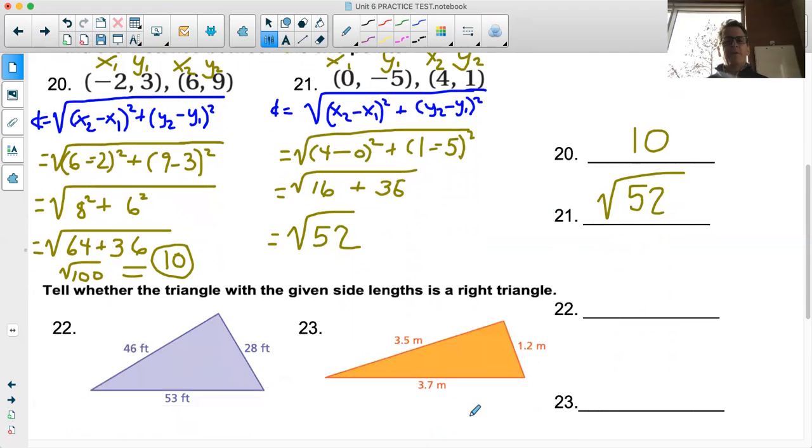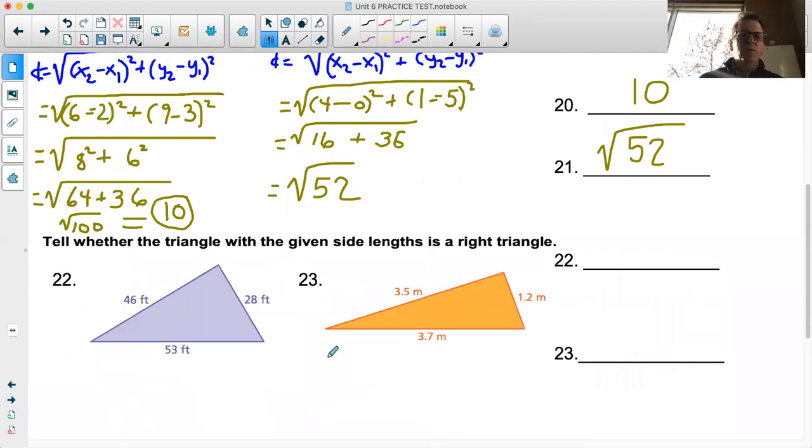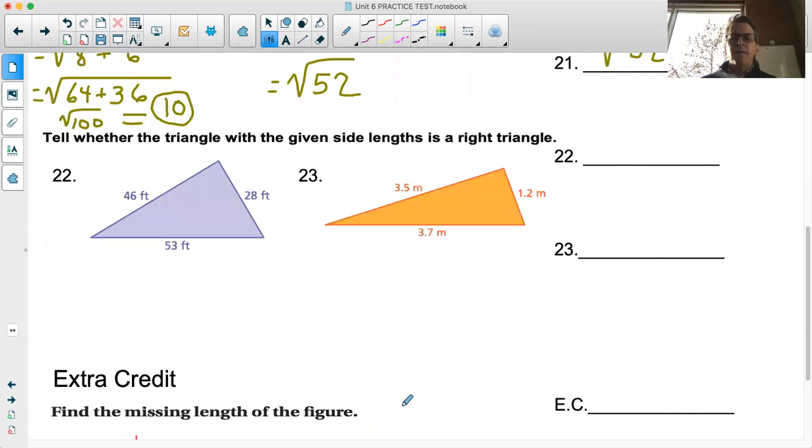Number 22 and 23 today are verifying whether or not the given sides make a right triangle. So this is kind of the backwards of the Pythagorean theorem. We're trying to determine whether our Pythagorean theorem works here: a squared plus b squared is equal to c squared. If it works, we're going to say yes, it's a right triangle. If it doesn't work, we're going to say no, it's not a right triangle.